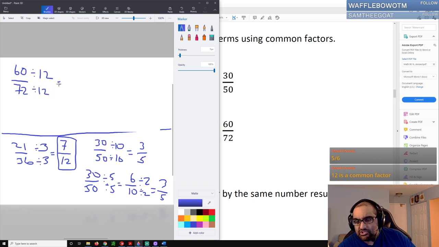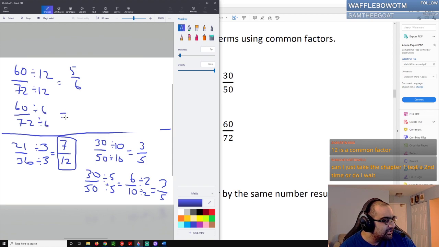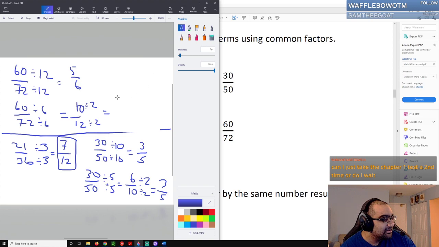Now if you don't see that right away, that's okay. You could pick 2 to be your first common factor, or you could pick 6. Both of them are perfectly fine. Again, this is where we get 5 over 6 as our final result. Let's pick 6 as our common factor, for example. You would get 10 over 12, then divide by 2 again, and you'll get the same result. I meant 5.